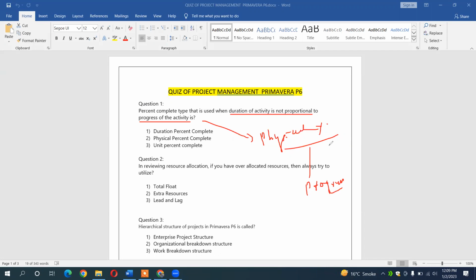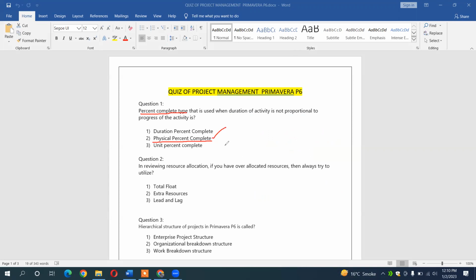Once your labor is unskilled, or there are different factors, such as what the FIDIC asks, due to failure of drawings, or due to the contractor failing a test, or due to not issuing the IPCs, that is, interim payment certificates at the site, then you will have to slow your progress. But once the duration of the activity is not proportional to the progress of the activity, what type of percent complete will it be? Remember that in this case, the percent complete type will be the physical percent complete. It means you are working at the site and you are considering the physical percent complete.